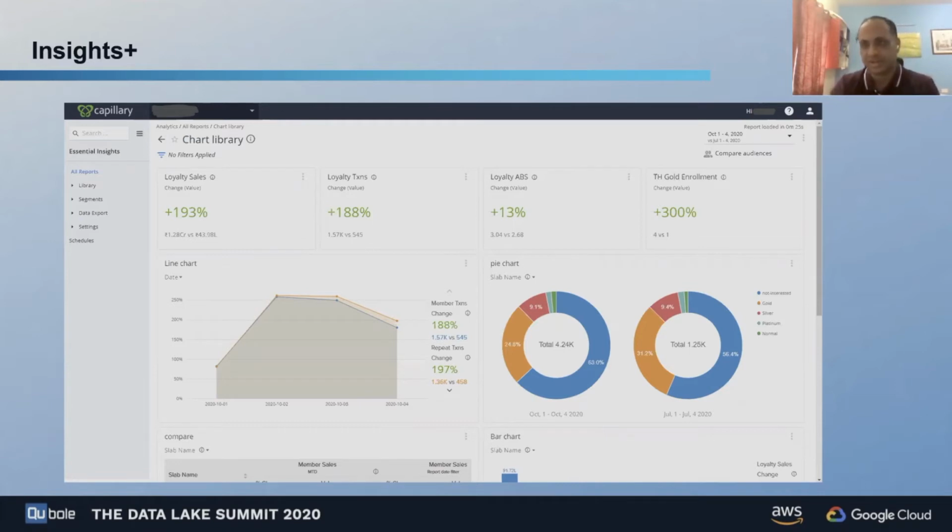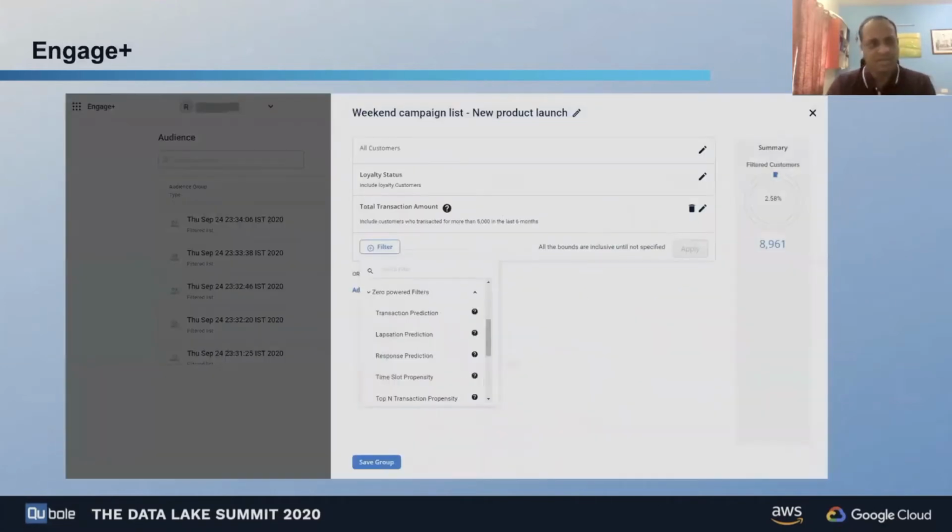The thing to note here is that, let's say it's a customer which belongs to the jewelry category, they would have their own KPIs, which will not be visible to a customer in, let's say, the hypermarket segment. There's a second product, which is the Engage Plus product, which is primarily the targeting platform for our marketeers, for our customers' marketeers.